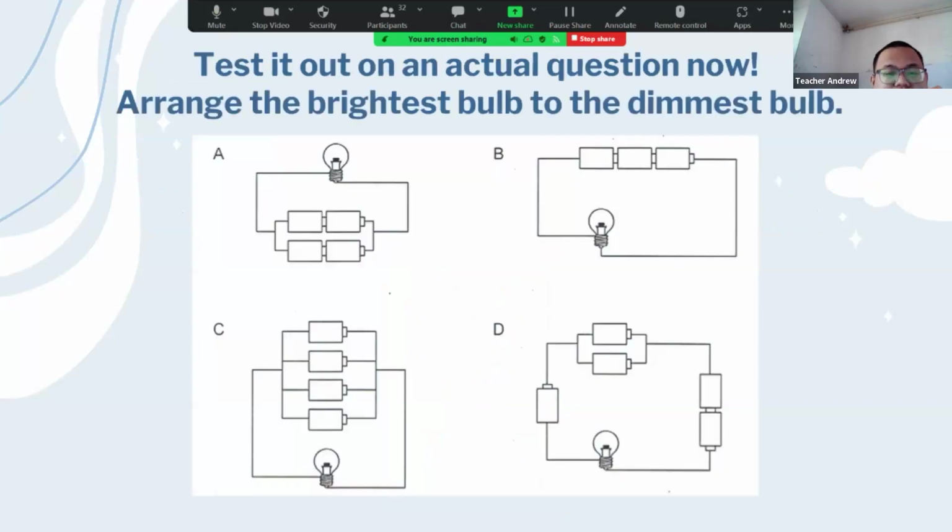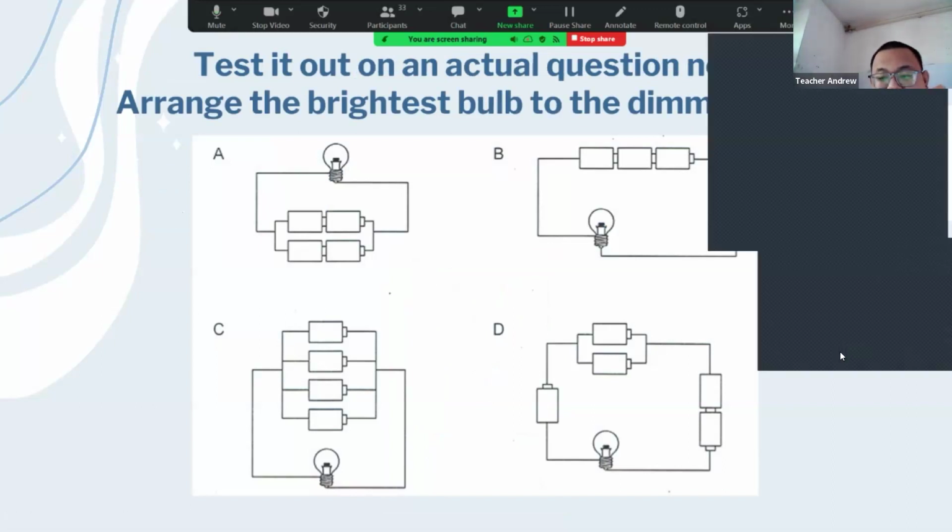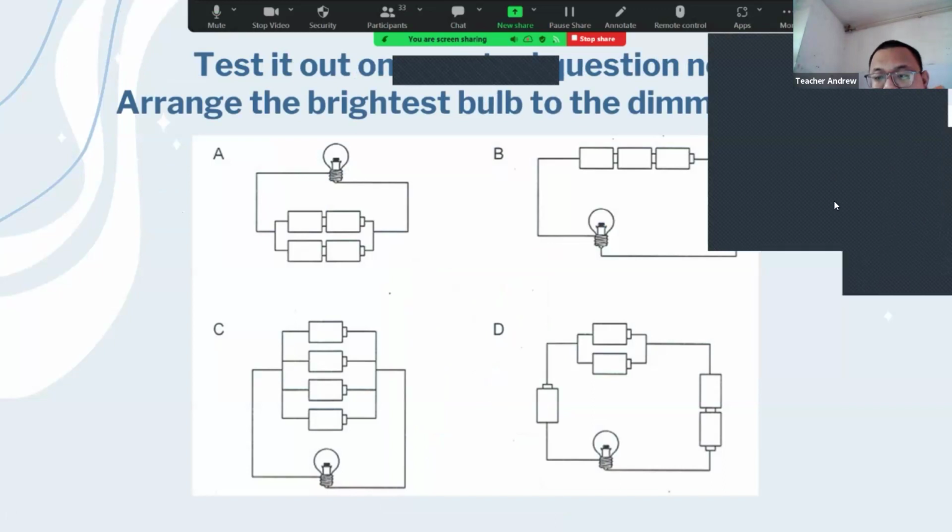All right, so now let me have some volunteers. A, B, C, D. Which one is the brightest? Which one is the dimmest? Any volunteers? No one?